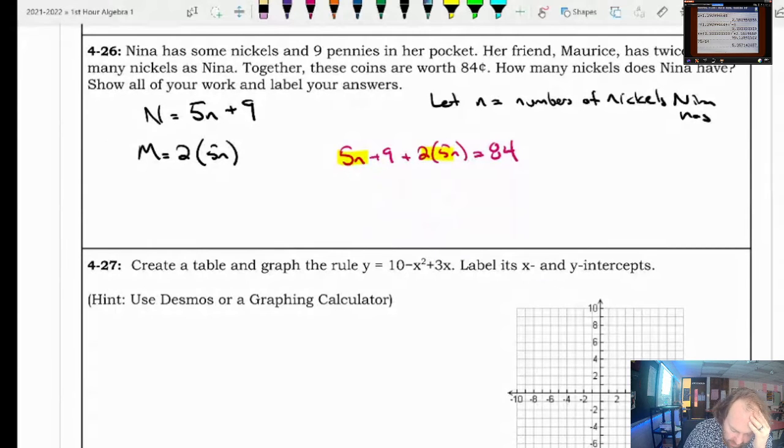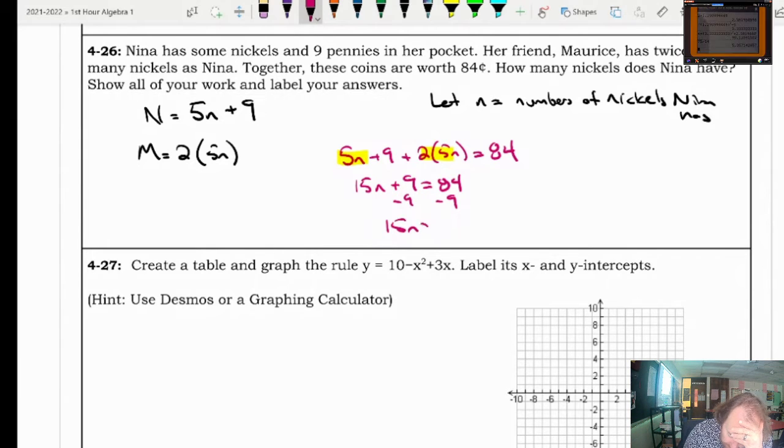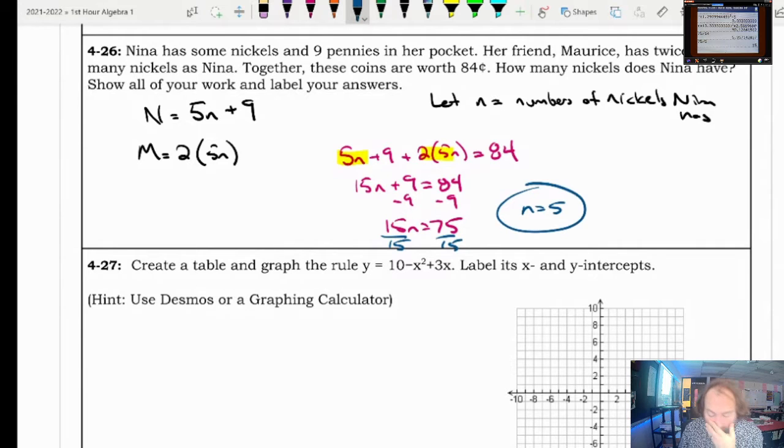I see my mistake, guys. 10 plus 5 is not 14, Ford. It's 15. Man, some of you guys are probably watching this video going like, what is even happening right now? So 15N equals 75. There we go. That's the answer I'm looking for. 75 divided by 15 is 5. We divide by 15. N is 5. So there we go. Okay. Nina has 5 nickels. Next question.